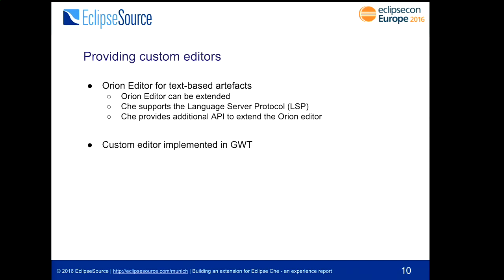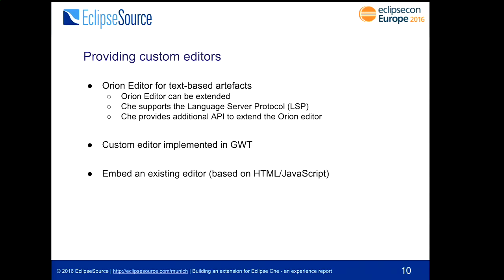Second possibility, if you want, you could write a custom editor in GWT, and then just embed that into the IDE. The Che platform does that for some views, so they are implemented in GWT. We did a prototype of that. We didn't want to do it in the end because we are not too familiar with GWT, and also you don't find too many components out there written in GWT. So we also wanted to reuse the stuff that we actually write.